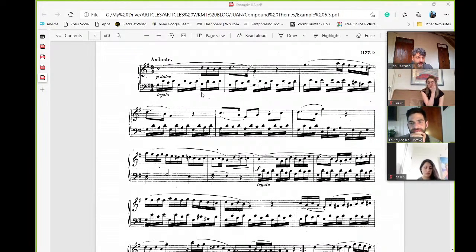So what happens in bar number 4? Do we have a cadence? No. So then, that was very cleverly placed, so we can end up having what in the first 4 bars? Tonic prolongation. Exactly. Therefore, compound. Exactly. Compound basic idea.